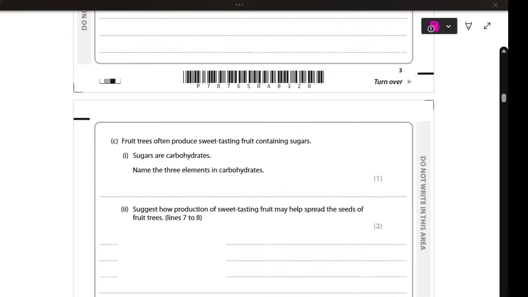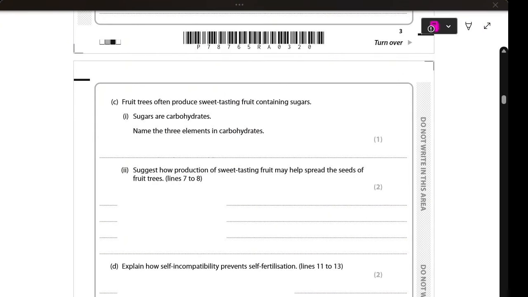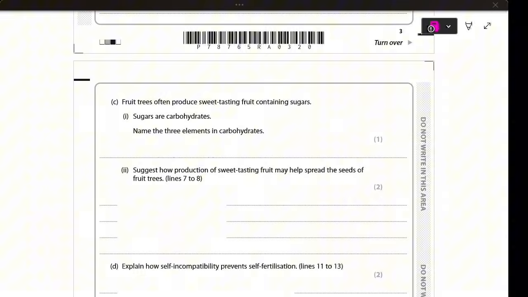On to the next question. Fruit trees often produce sweet tasting fruit containing sugars. Sugars are carbohydrates. Name three elements of carbohydrate, which are carbon, hydrogen, and oxygen. We have to just write out those three.